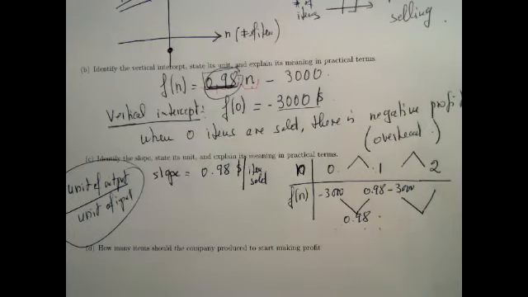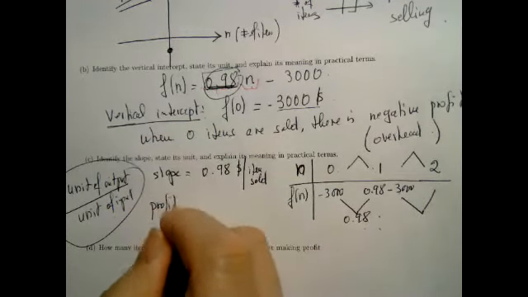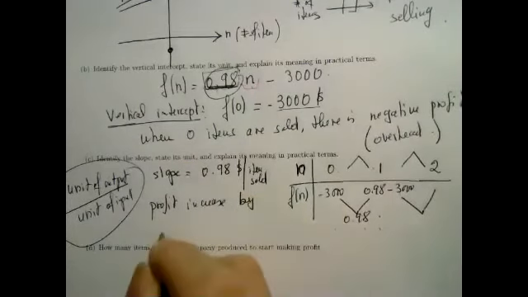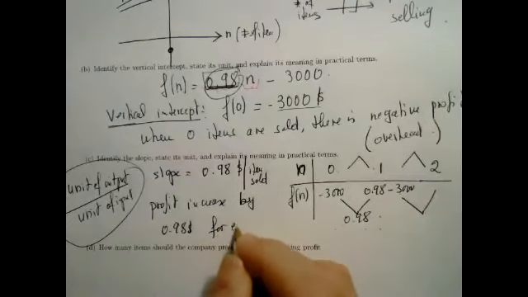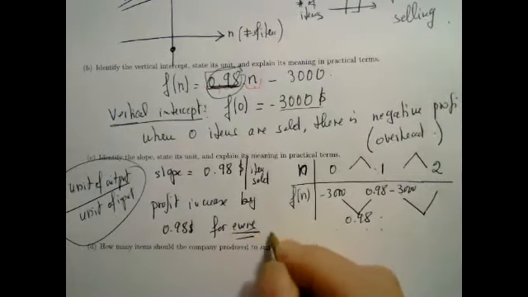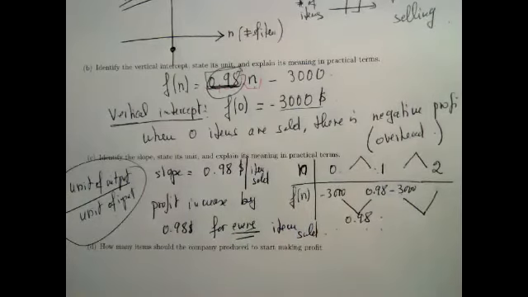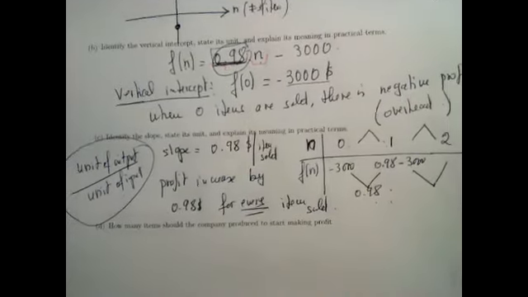Sometimes you can think of this as the price per item in this particular scenario. It means the profit increases by $0.98 for every item sold. Every time we sell an item, that's what increases. All right, so this is the understanding of the formula.